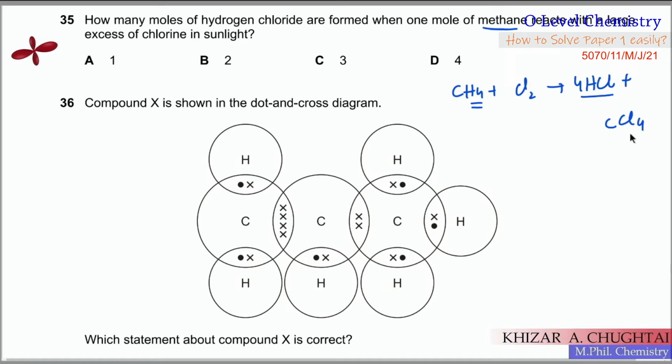Now I'm going to balance this chemical equation. So 4Cl plus 4Cl, 8Cl, so 4 moles of Cl2 are being used. How many moles of hydrogen chloride are formed? It is equal to 4 moles. So D is the correct option.